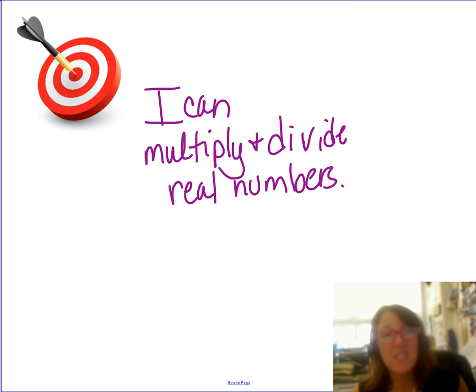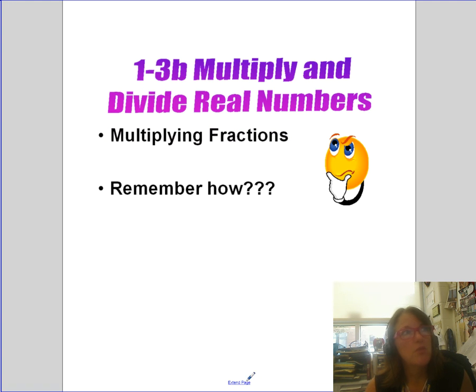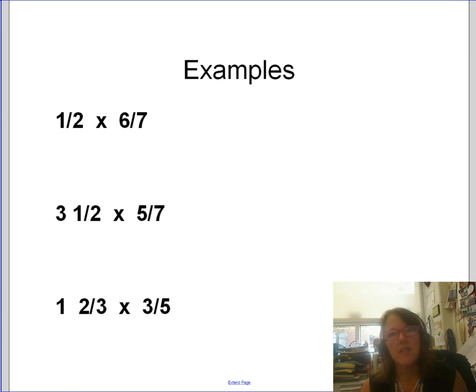So now really, this is where we have to go. Do you honestly remember how to multiply fractions? Do you? Let's see. Let's take a look at a bunch of examples here.